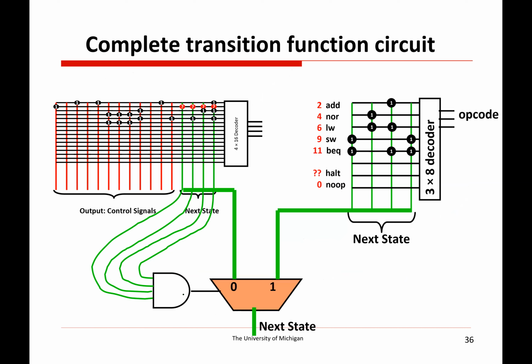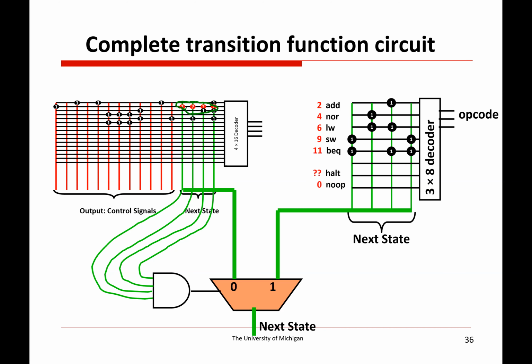So this is what everything looks like. The transition function circuit is going to look like this, except we haven't figured out these 1 bits here. We haven't gone through load and store yet, but it's the same basic process. If you've been following along, you should be able to figure out how to fill in the rest of this.